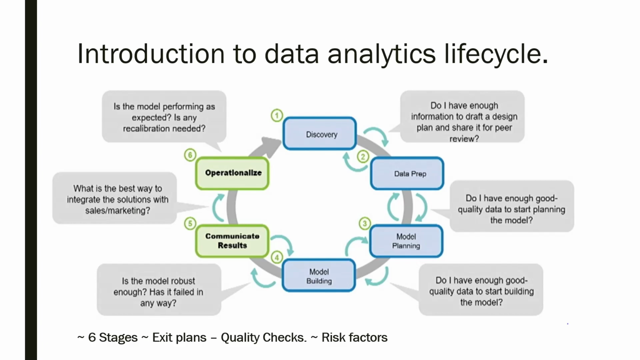Okay. Next to the different boxes, you can see there's a speech bubble which asks some of the questions that you might be considering within these sections. For instance, in discovery, do I have enough information to draft a design plan and share it for peer review? These are some of the questions in between the stages that you should be considering. Okay, so you've got 6 stages. You've got exit plans, quality checks, and risk factors to consider during this as well. So you can pause it here and have a quick look over it if you want, but I'm not going to read out all of the questions.